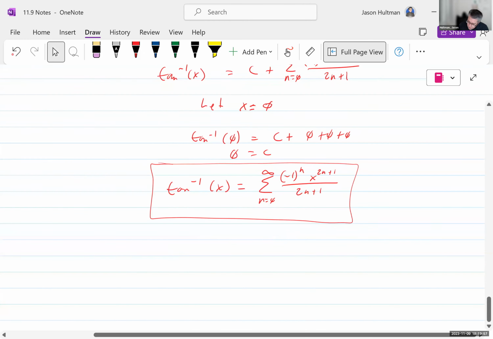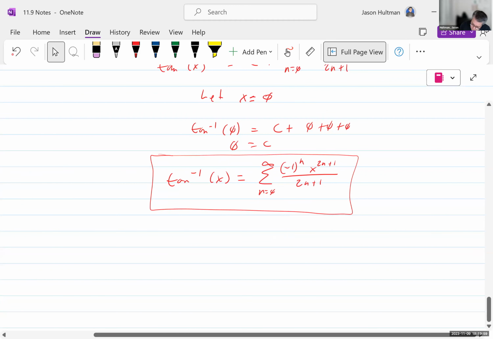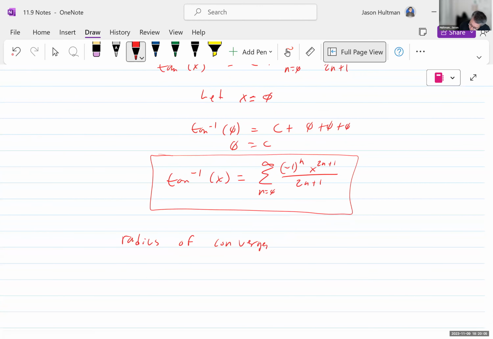What is the radius of convergence here? Well, once again, we look at 1 over 1 minus negative x squared. That was what we used to help us generate this power series. That's still negative x squared in parentheses. There we go. And so when does this thing converge?